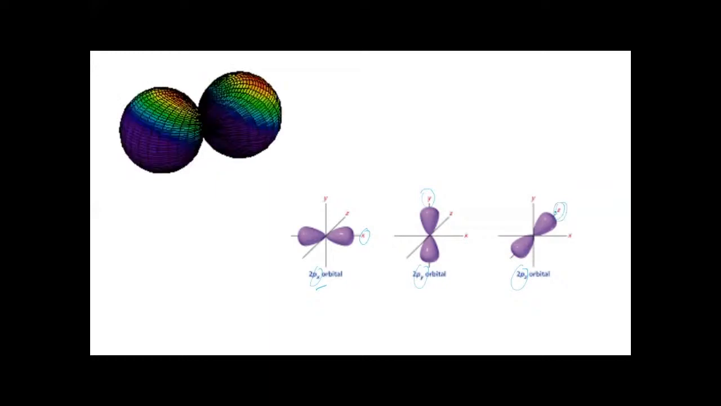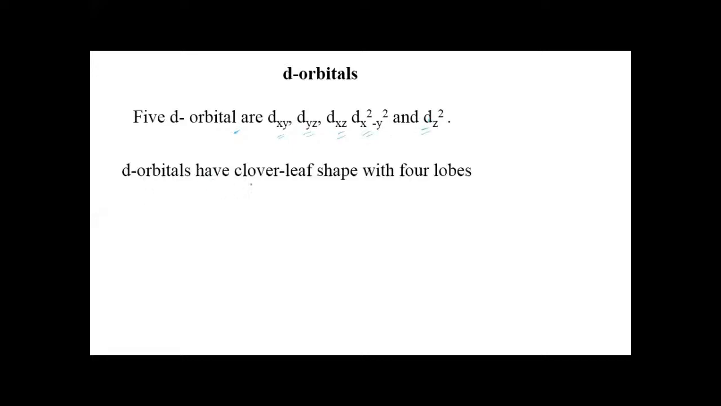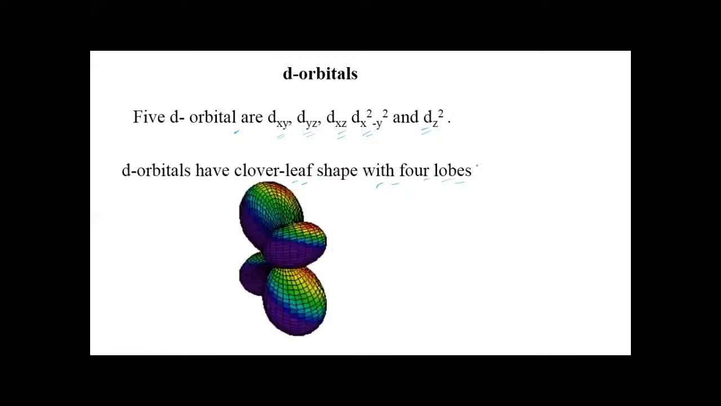Now d orbitals. There are 5 d orbitals, that is dxy, dyz, dzx, dx square minus y square, and dz square. D orbitals have a clover leaf shape with 4 lobes, like this. This is the 3D diagram for d orbital, in which you can observe the clover leaf like structure.